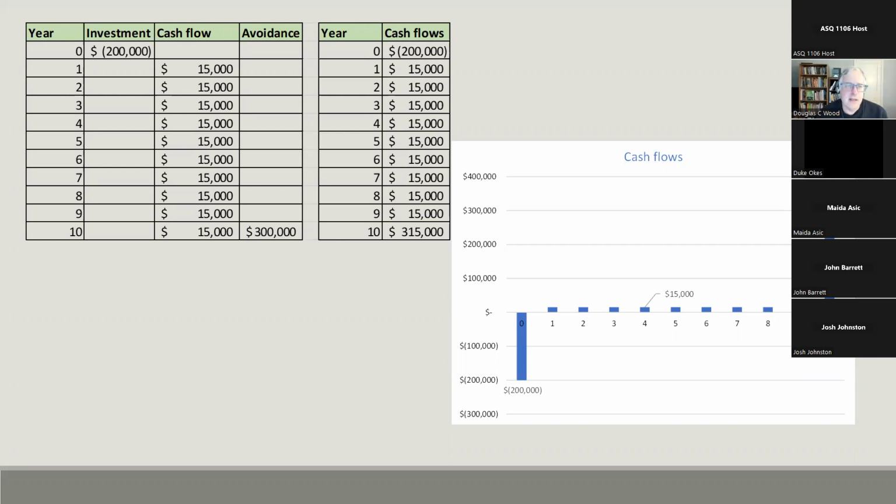Year 0 is a negative 200. Year 1 is positive 15. And so that column, cash flows, that's the column we're going to apply to the NPV formula. By the way, it's easy to make a chart in Excel to demonstrate this, just like we were looking at a minute ago. If you had a highly complex cash flow, this could help you illustrate what is driving the benefit, okay?